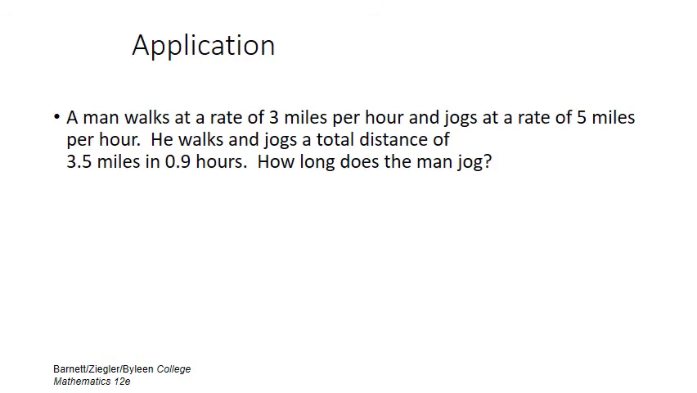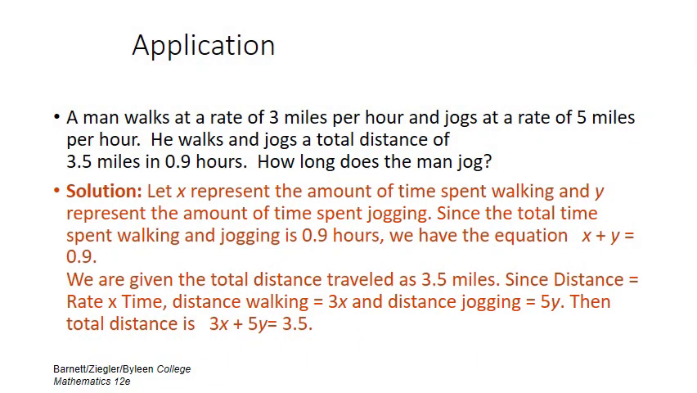Here is an application. A man walks at the rate of 3 miles per hour and jogs at the rate of 5 miles per hour. He walks and jogs a total distance of 3.5 miles in 0.9 hours. How long does the man jog? Let x represent the amount of time spent walking and y represent the amount of time spent jogging. The total time is 0.9, so x plus y equals 0.9. And we are given the total distance traveled is 3.5 miles. Since distance is rate times time, according to this we can form this equation.